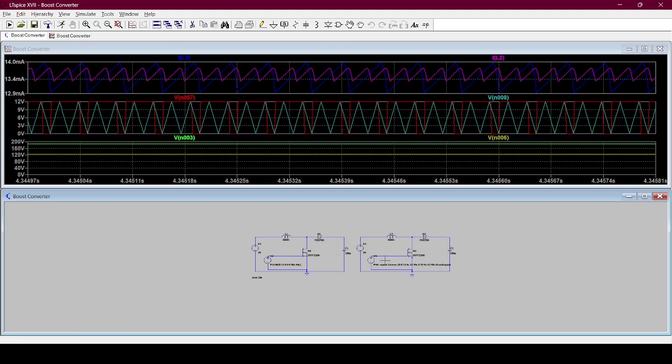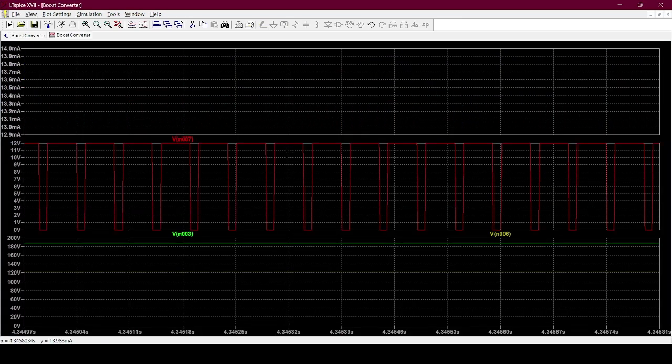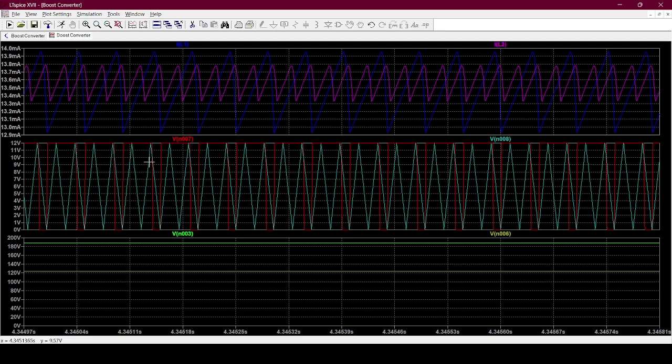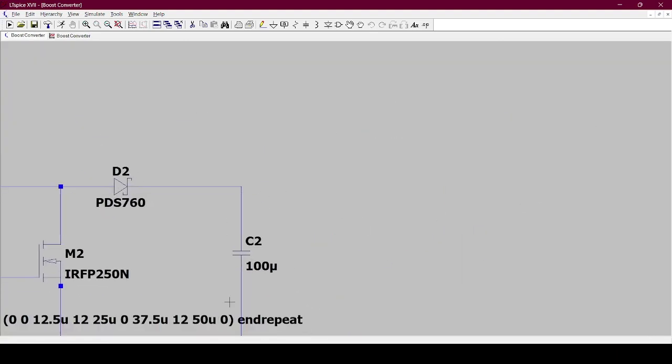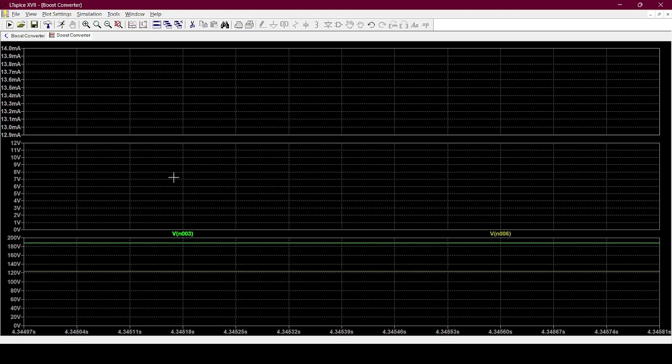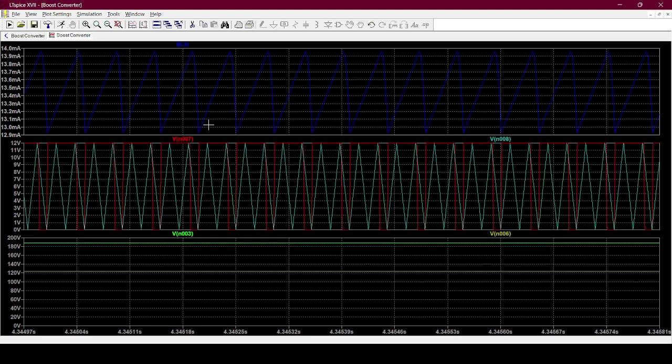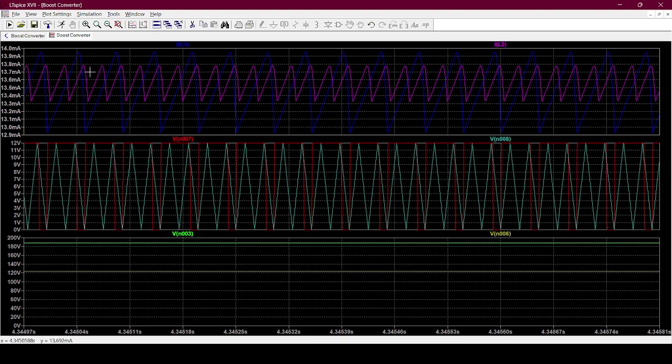These are two different boost converters, or I think they are the same, just different PWM to the gate of the MOSFET. One of them is having a square wave, and one is having a triangular wave. If we review with them, these are the pulses at the gate of the MOSFET. One is triangular, one is square wave. These are the output voltages at the capacitor, output voltage to the load here. And these are the currents passing through the inductor.